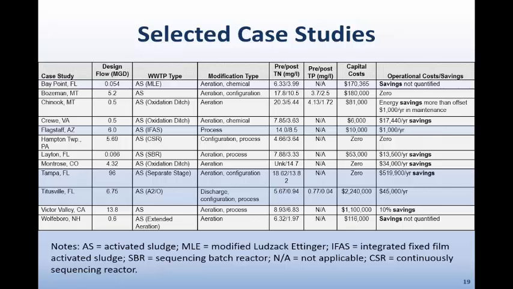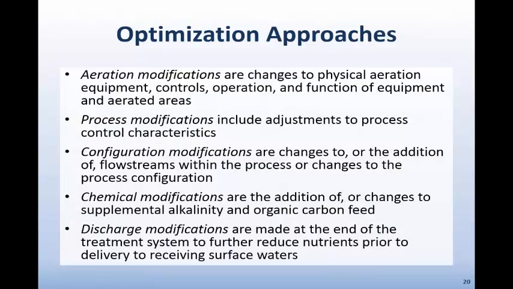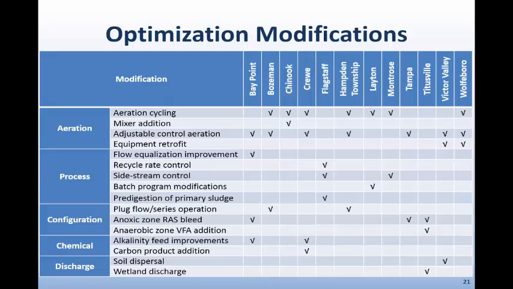So in an effort to summarize the case studies, we divided potential optimization approaches up into 5 main categories. The first 3, aeration modifications, process modifications, configuration modifications, those 3 in particular have a lot of overlap. In other words, if you're making aeration modifications, which almost all the plants really had some efforts there, it's likely that you'll also be making some supporting modifications to process controls or process configuration in order to really get the best optimization of nutrient removal.